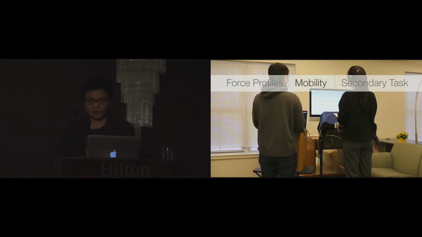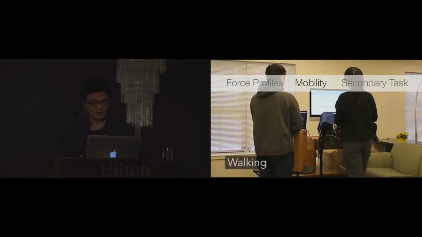So usually, the body motion or hand motion may impact the user's perception of the force profiles. So we designed the walking condition where users keep walking at 3 kilometers per hour on a treadmill while performing the task, and a standing condition where users stand stationary on the treadmill while performing the tasks.